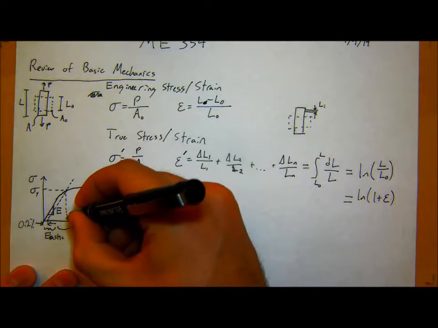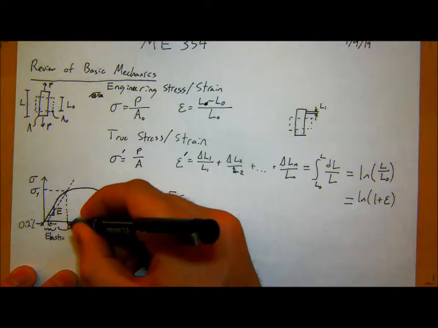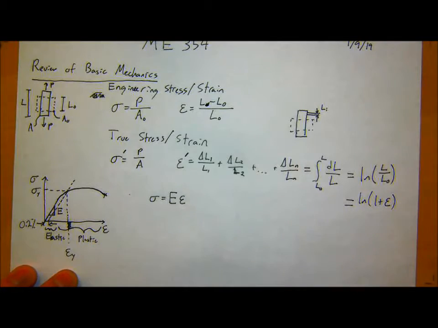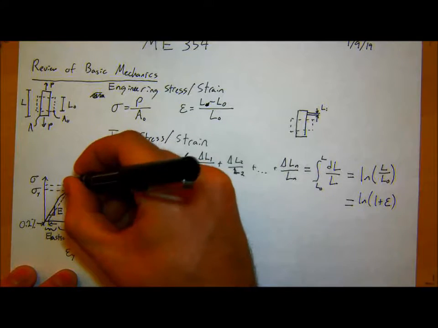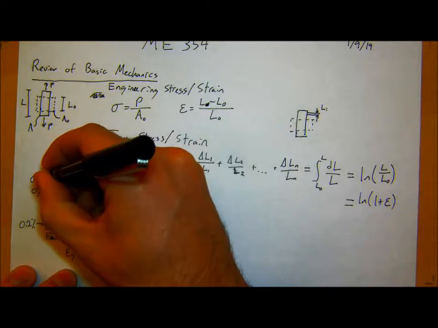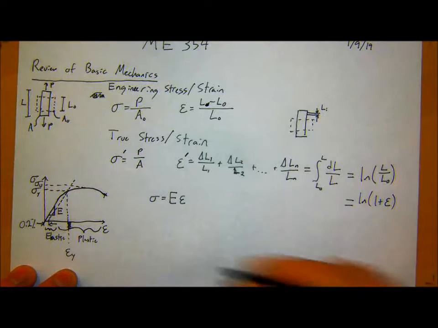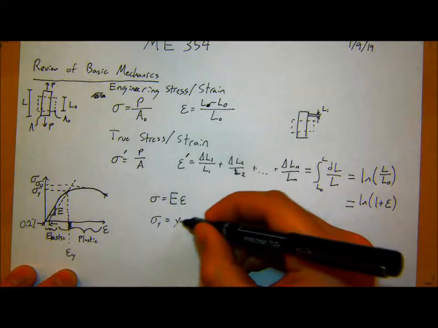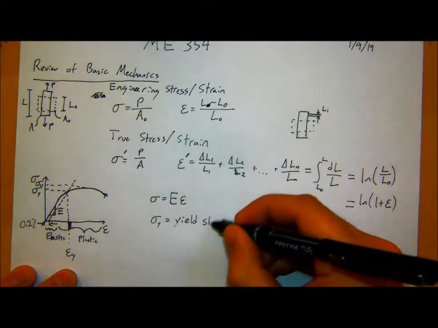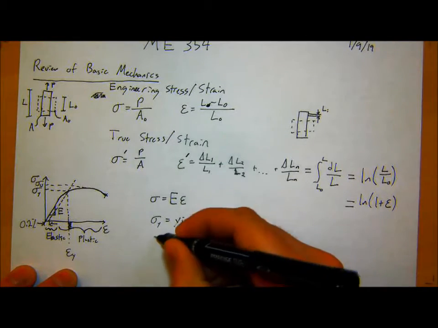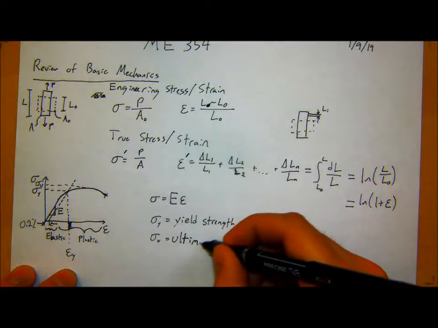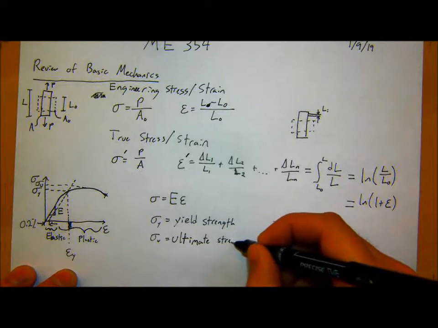You can also define this as a yield strain. If you've set up your graph better than I have, you'll probably have room to write stuff. Here, the max stress is our ultimate stress, sigma u. So sigma y here is yield strength, sigma u ultimate strength.